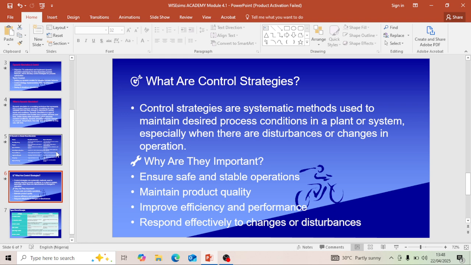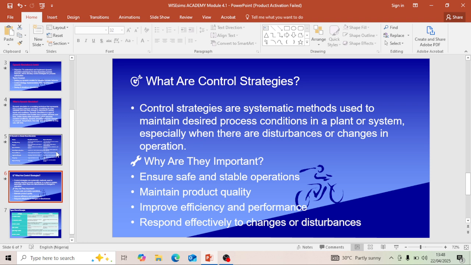Why are these controllers important? Why are the control strategies important? They ensure safe and stable operations. Yes, they do that a lot. Imagine the pressure of a pipe: your pipe has a pressure capacity it can take. Anything above that pressure will lead to rupture of the pipe, so you might not want to exceed that pressure. Likewise, the same thing for temperature. You have a system that can accommodate a particular temperature, or an operation that shouldn't exceed a particular temperature. So basically you need your controllers to keep this in check.